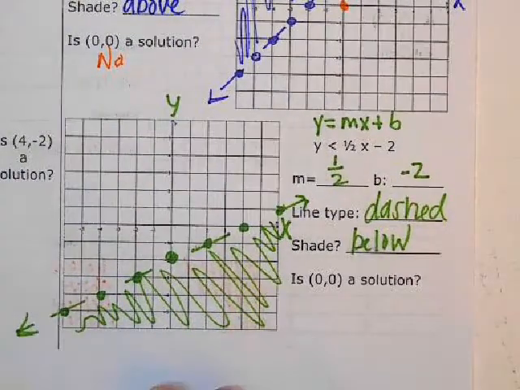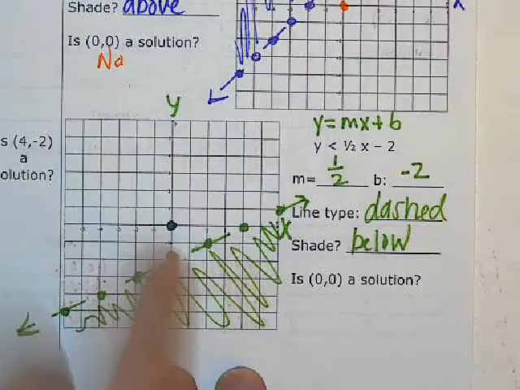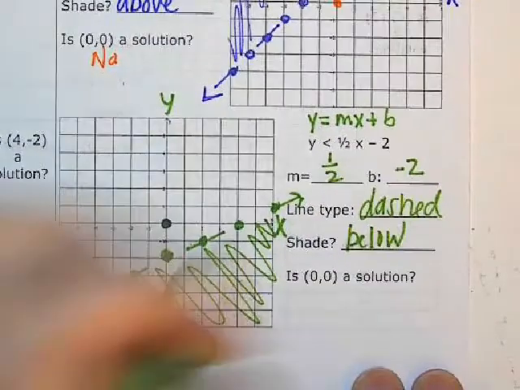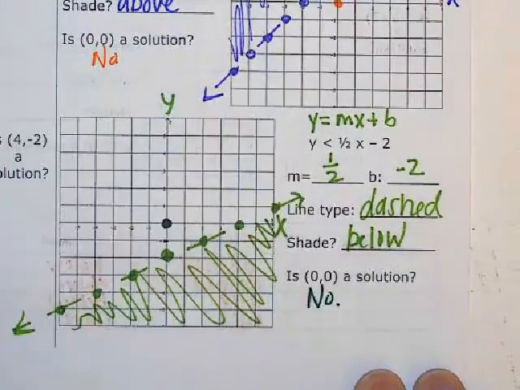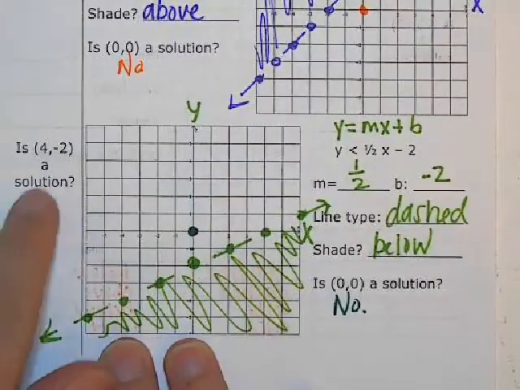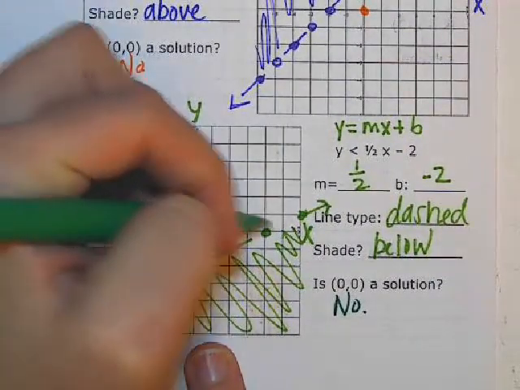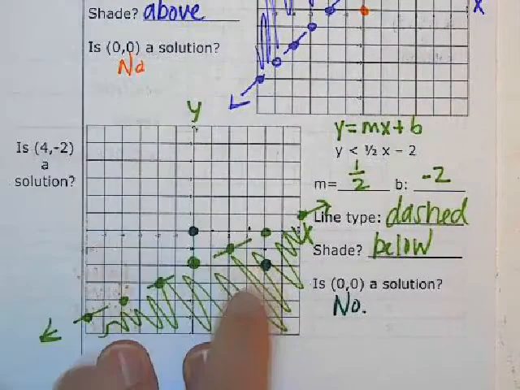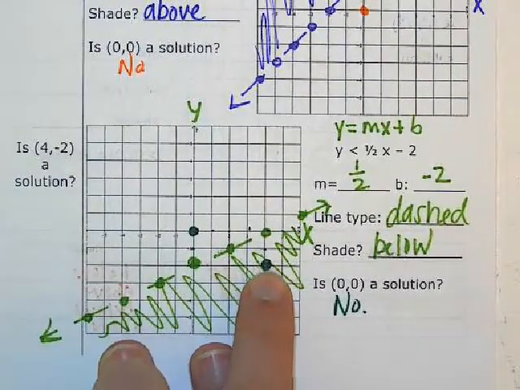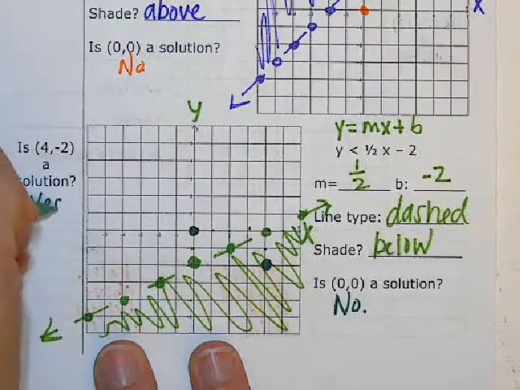Okay, 0, 0. Is it a solution? So here's my dot. No. Is it a solution? No. It's not in the shaded region. Okay, wait, one more, right here. 4, -2. Yes. 1, 2, 3, 4, down 2. Yep. Is this dot a solution? Yes, it's in the shaded region.